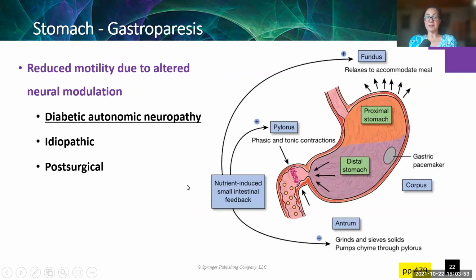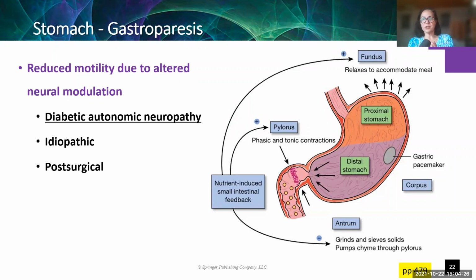A different problem with the stomach is known as gastroparesis, so paralysis of the stomach. It's reduced motility, and what leads to it is an alteration in the nervous system stimulation. One of the things that causes this is diabetes, and we haven't talked about diabetes very much yet. We've mentioned it in passing, but we'll talk about it in more detail at the end of the semester.